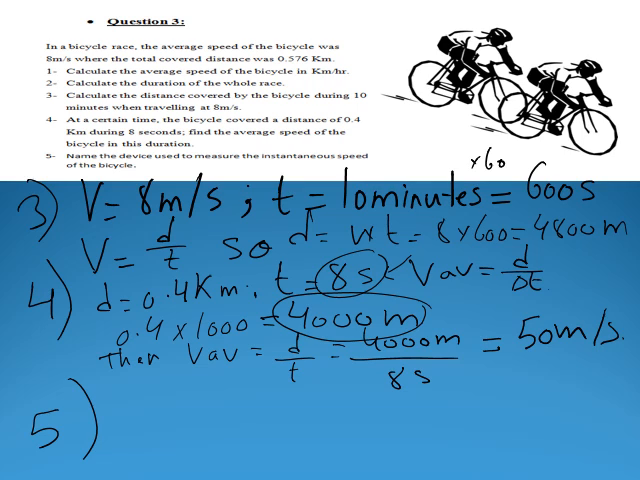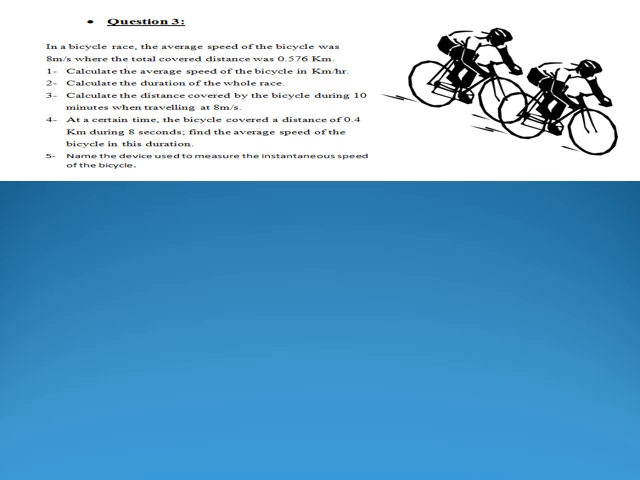Name the device used to measure the instantaneous speed of the bicycle. This is called the speedometer. Okay? Make sure to have the same units: meter, second, so it's meter per second, or kilometer per hour. Okay, so let's continue to question number 3 here.